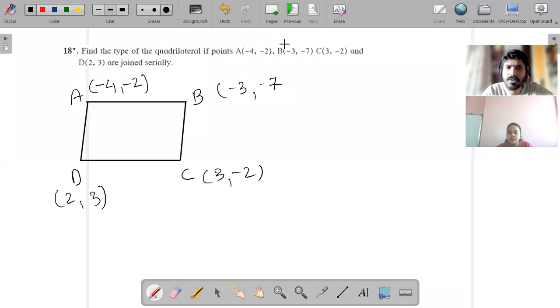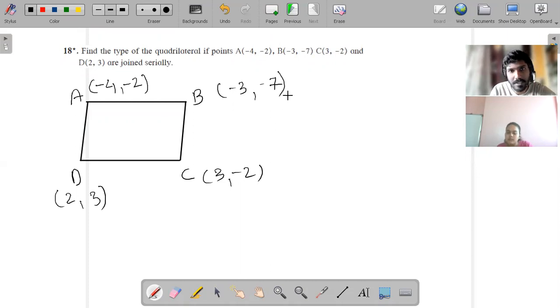So first we'll find AB, then BC, then CD, then DA. We can find distance, and now since you already studied what is slope, you can find out slope also. So what will be easier, distance formula or slope? You can use either one. Slope will be easier. We'll have to find the diagonals also.